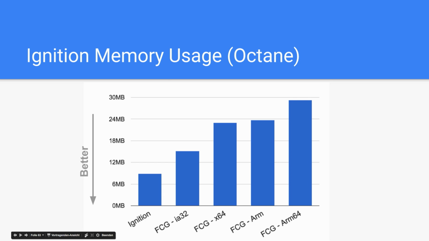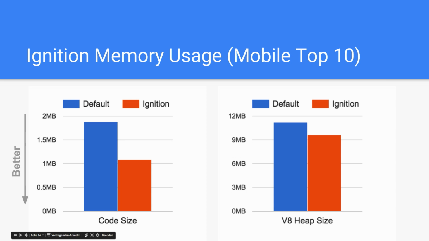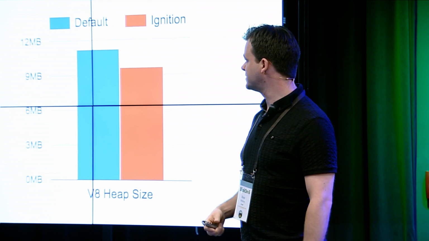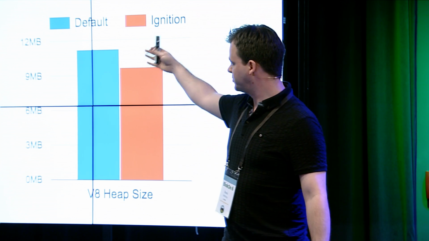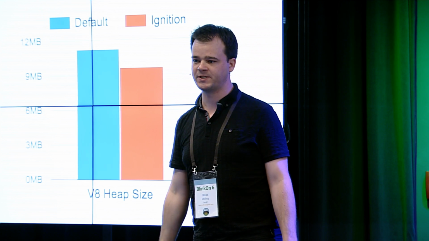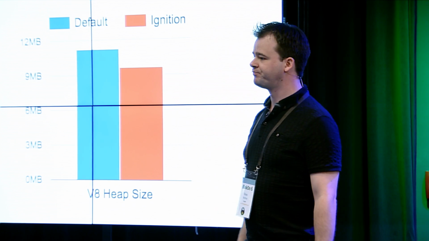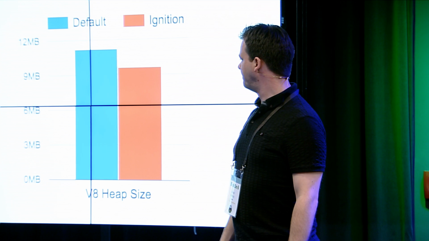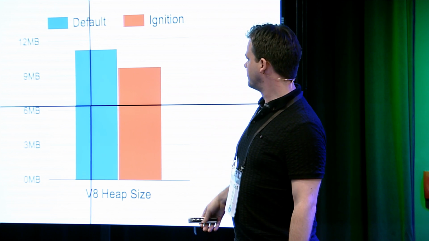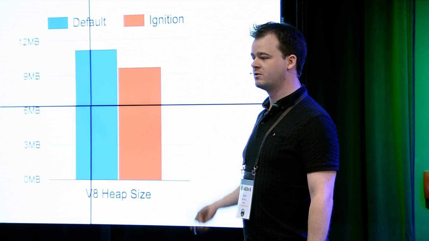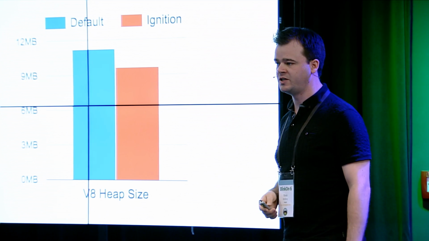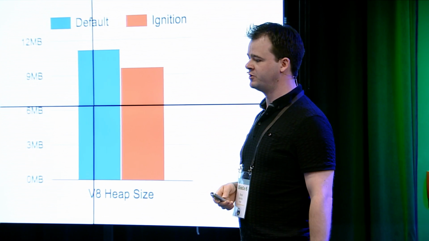But of course, we don't just generate bytecode, we also generate optimized code. So if you put that in with the optimizations enabled and try to load the top 10 mobile sites, this is what we see. So we basically halve the code size that we generate overall. And that corresponds to a reduction of about 2 megabytes, which you can see is a fairly significant percentage of V8's heap size overall on these real-world pages.